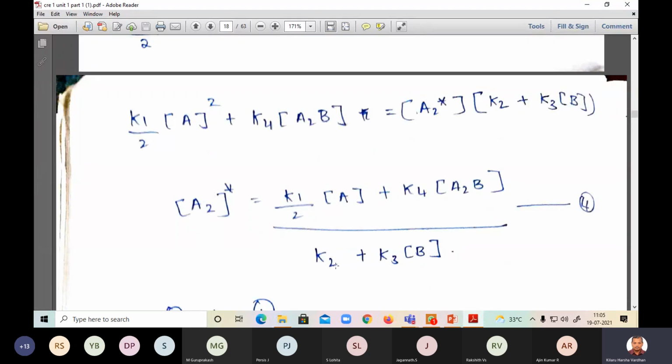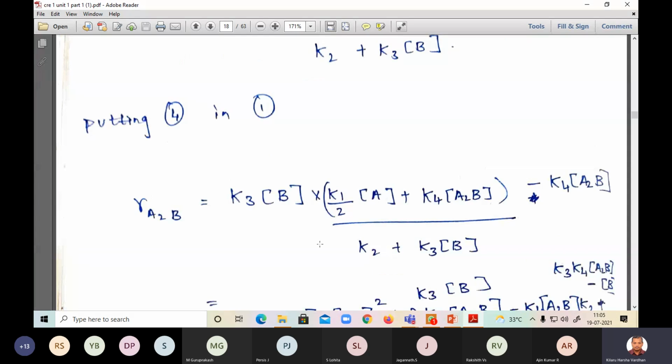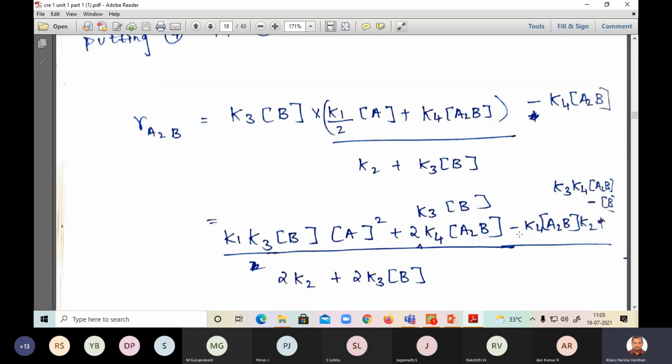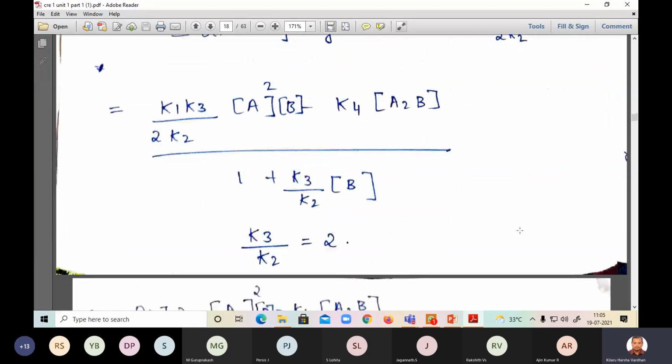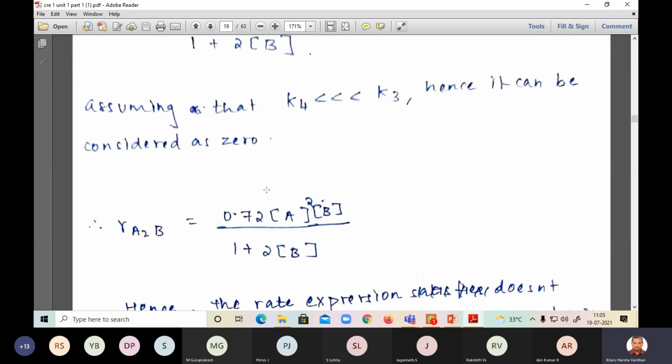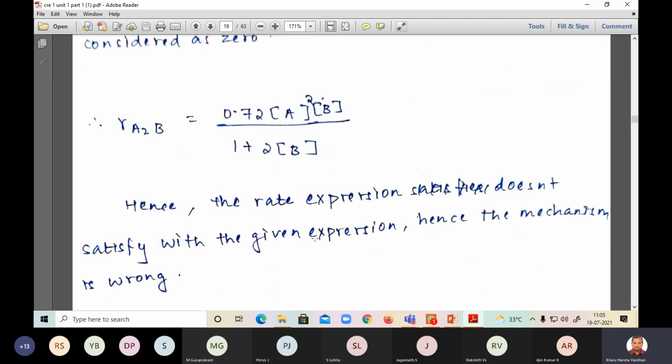This we all know: K1, K4, K2, K3. This we have to substitute in the main equation. Then if you substitute, take the LCM and make some assumptions, you get the final form. But if you see the final form, everything is correct except that it is giving 2A, but we got 2B. That means what we assumed for the formation of the intermediate is wrong. So you have to go for another mechanism.